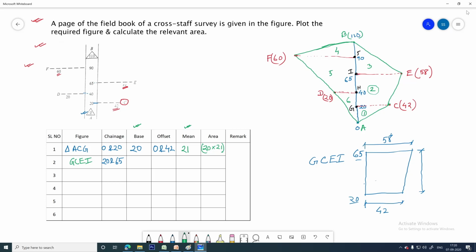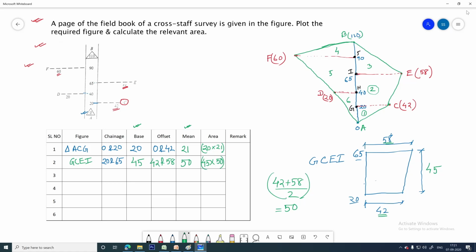The base value is how much? 65 minus 20, that will be 45. So you can put here 45. Offset 42 and 58. Mean value, that means the mean of these two, 42 plus 58 by 2. So what will be the value? I think 50. Yes. So you can write here 50. And what will be the area? Base into mean, that means 45 into 50, right?